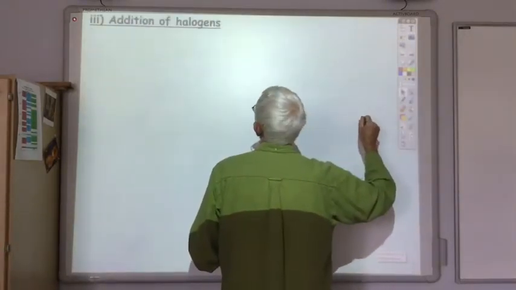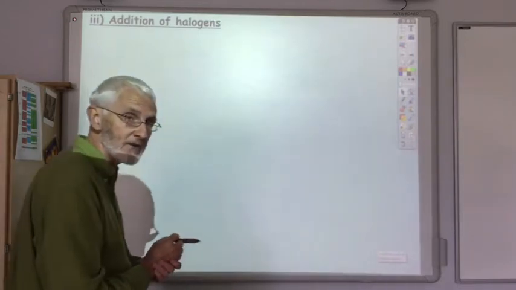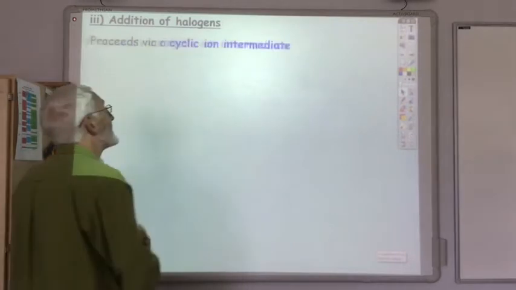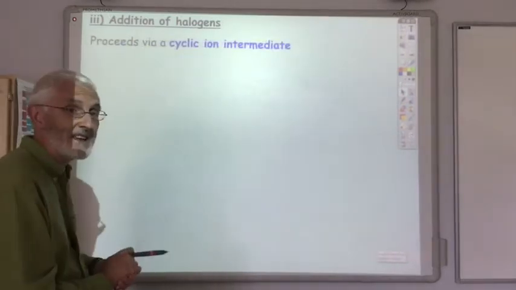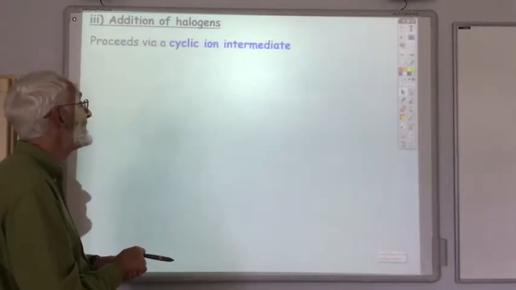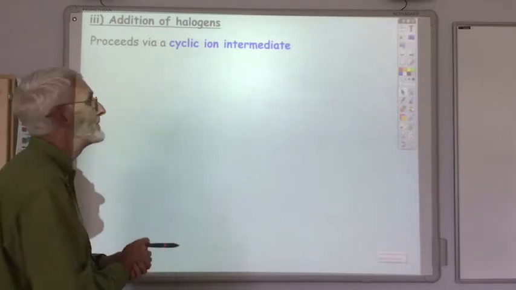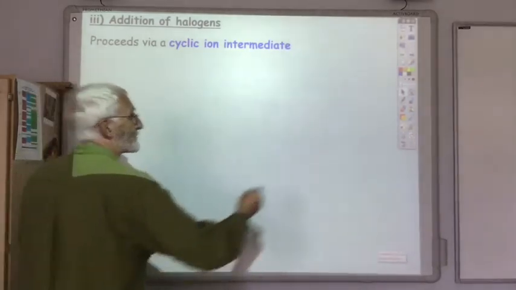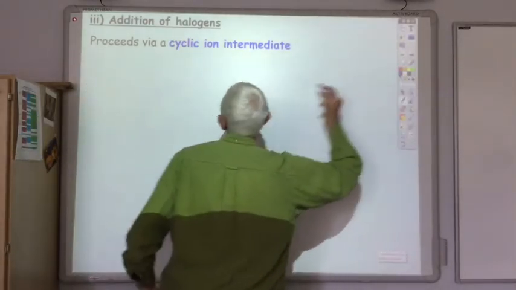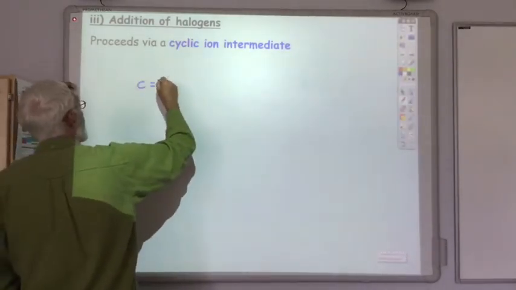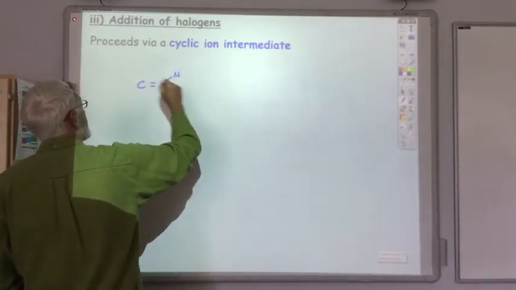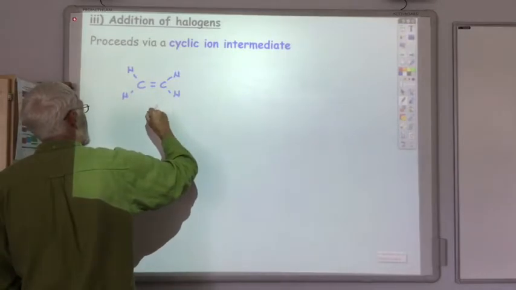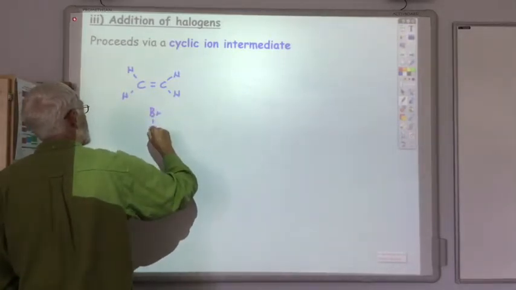So our third and final mechanism is for the addition of halogens, and this is a wee bit different from the other two mechanisms. So the intermediate in this case is not a carbocation but a cyclic ion. So it's still an ion but it's a cyclic ion, it's not a carbocation. So let's have a look at this mechanism. Again, we'll just stick with a nice simple ethene. And let's attack it with bromine.